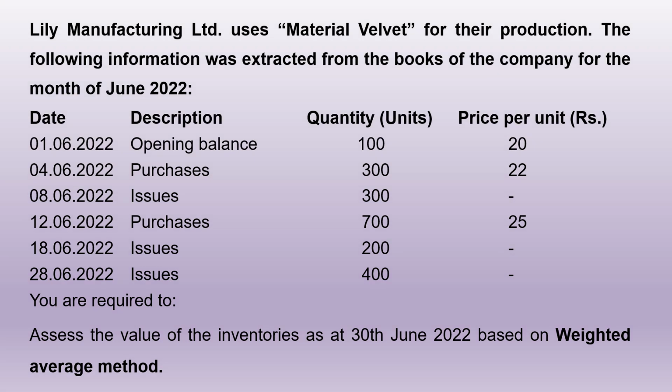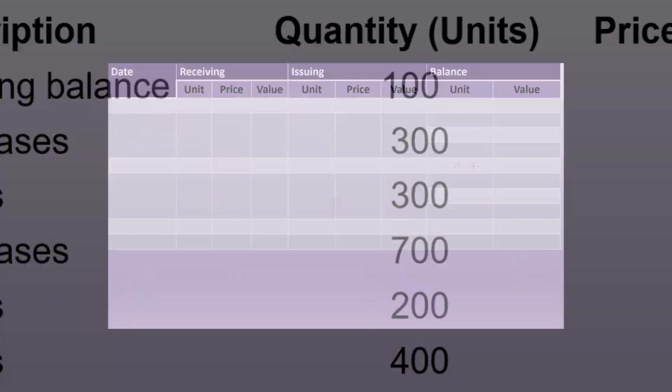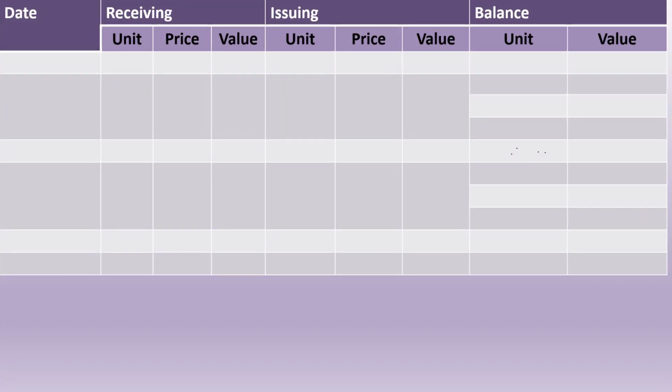Now let's see the same question, how we are going to record the inventory based on the weighted average inventory valuation method. We know that the weighted average method is the method which has been emphasized by the LKAS 2 to record inventory valuation. According to this method, first of all, we have to record the opening inventory. On 1st of June, that is 100 units, the total value is 2,000.